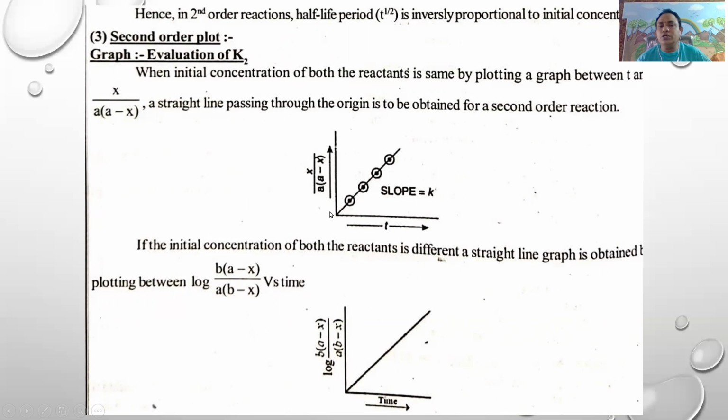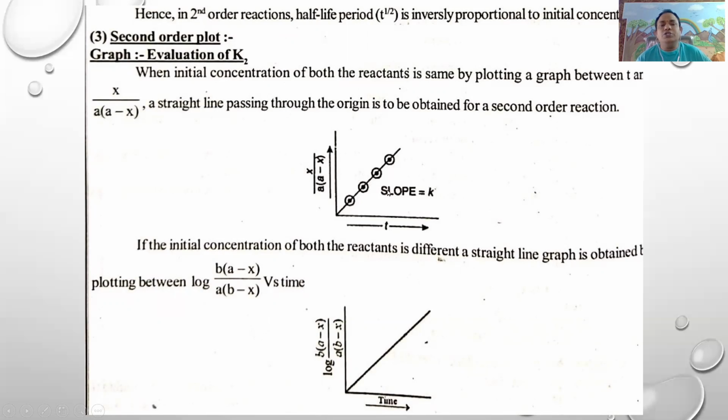the product's concentration is 0. But when the reaction is going on, the reactants are converted into products. Therefore, the concentration of products gradually increases, and a straight line with a positive slope is obtained. The slope of the straight line is equal to the second order rate constant.